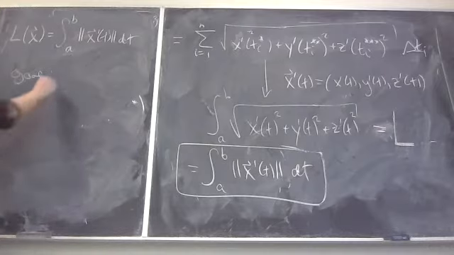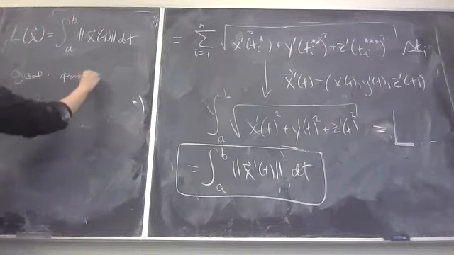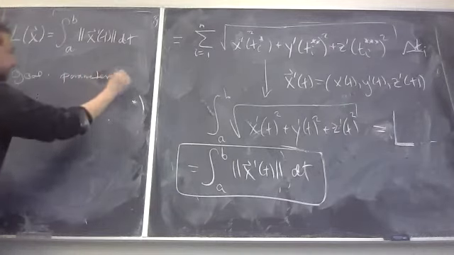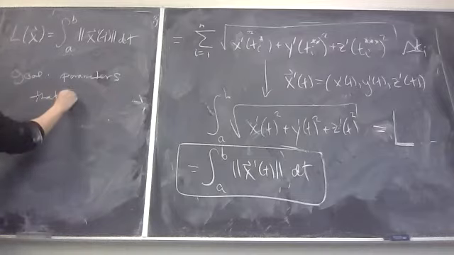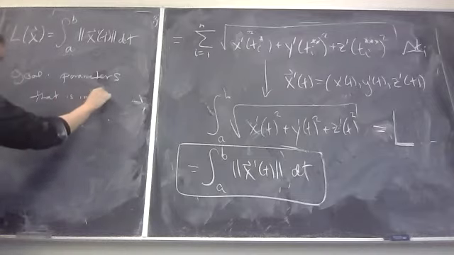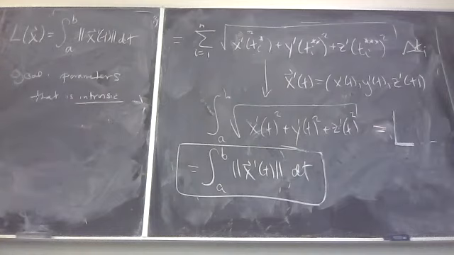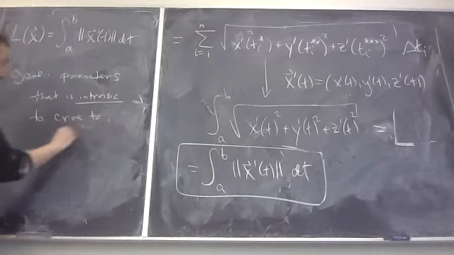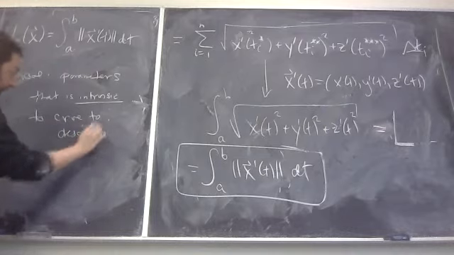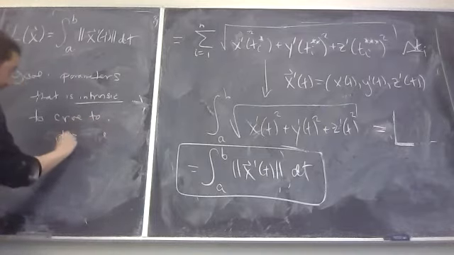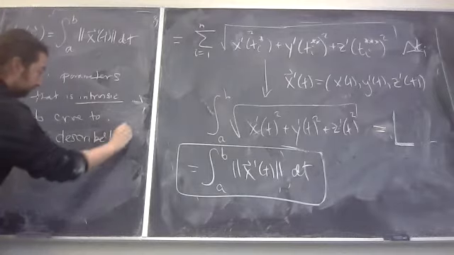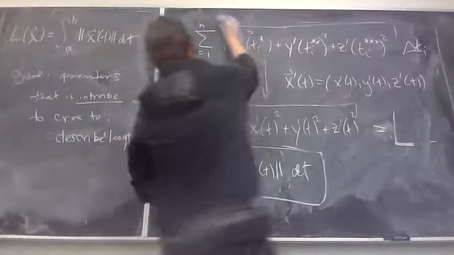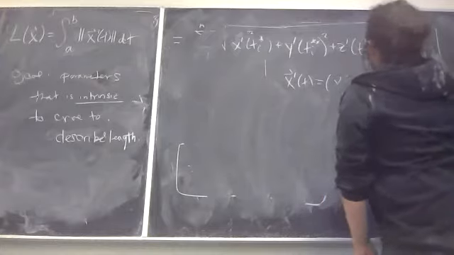So I'd like to find a parameter, and we're going to call it S, that is intrinsic, that is, does not depend on the speed at which the particle is traveling. I want a parameter S that is intrinsic to the curve to describe length. To do that, I'm going to introduce a function called the arc length function.